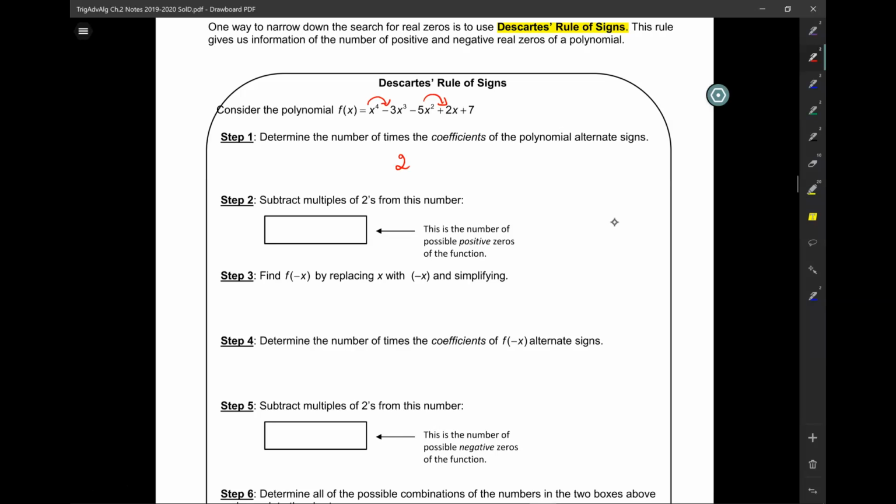Now, we're going to take this number and subtract from it multiples of 2. So I take the number and then I go minus 2. What do I get? 0. You keep doing minus 2, minus 2, minus 2 until you're no longer able to subtract 2 and get 0 or a positive number. So the minute you're going to start getting negative numbers, you stop subtracting.